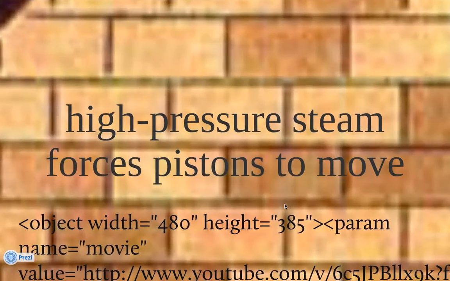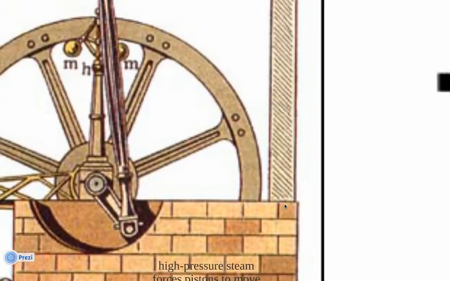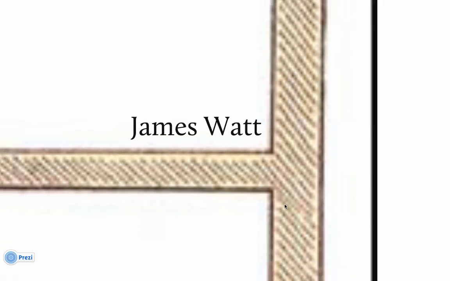So here's the steam engine. It uses high pressure. It was invented by James Watt. James Watt is famous for, actually, he wasn't the original inventor of the steam engine. He actually was one who took someone else's steam engine, modified it, made it better, and he's actually the one who's most famous for building it.